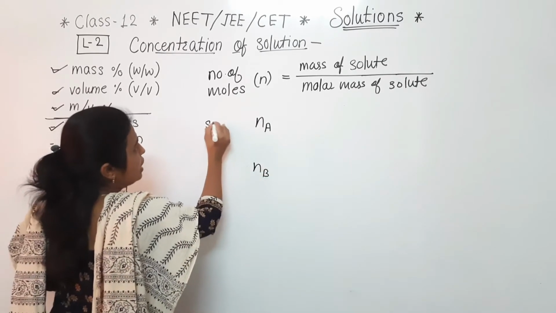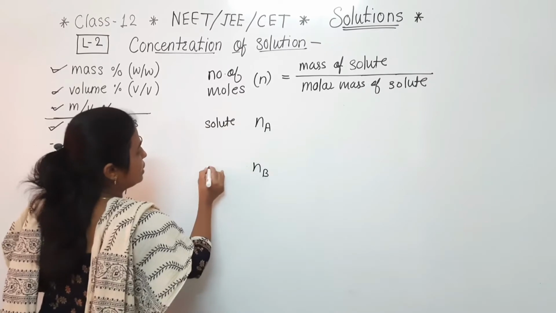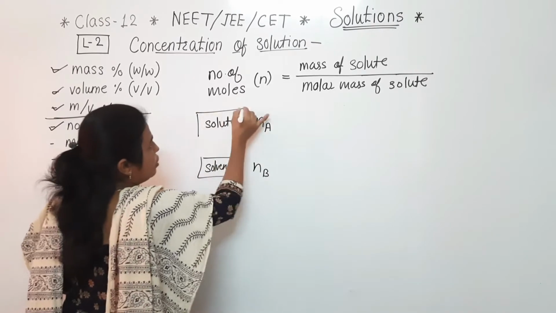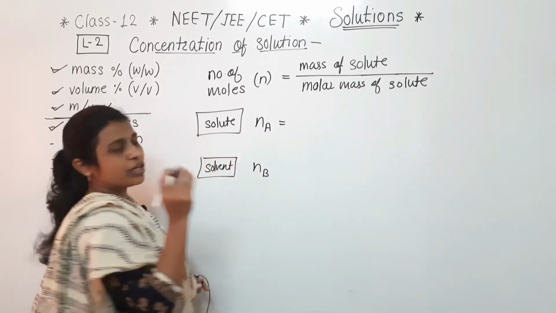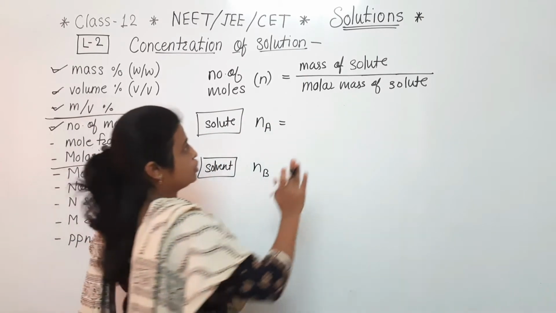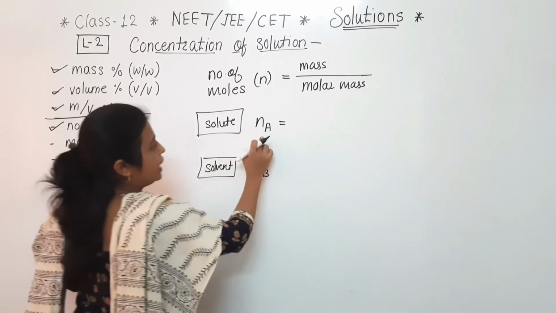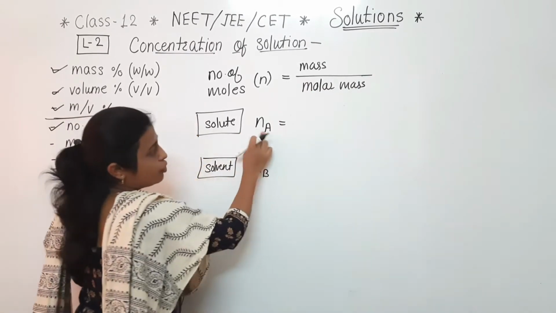This is for the number of moles of the solute and this is for the number of moles of the solvent. Now what will be the formula? We just have to take the mass upon molar mass. So simply we will write here mass upon molar mass. So Na is equal to the number of moles of solute.